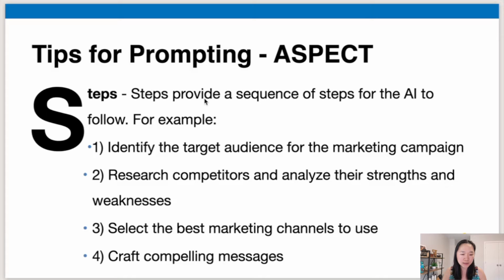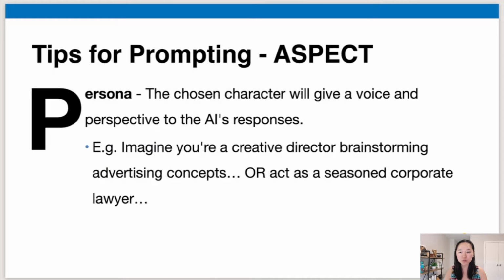So here's another example. If you want AI to write a market analysis report, you can say step 1 is to identify the target audience. Step 2 is to research competitors and analyze their strengths and weaknesses. Step 3 is to select the best marketing channels to use. And finally, step 4 is to craft a compelling message. So, okay, you give it the action, then you divide into the specific steps you want AI to take.